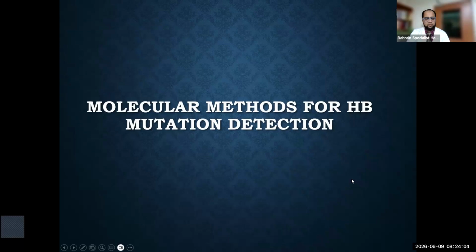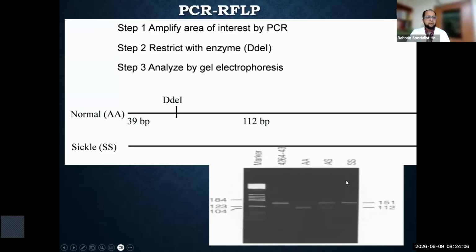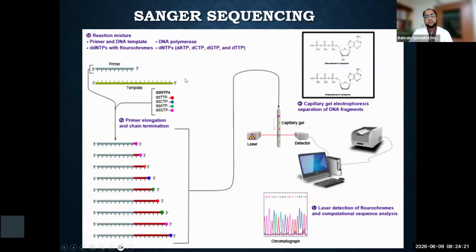So there are molecular modalities to confirm. PCR restriction fragment length polymorphism is commonly used, where the PCR will detect the specific DNA of interest and then analyze it on gel electrophoresis. Similarly, Sanger sequencing can be done, which will polymerize the DNA fragment, and then it will be detected by laser fluorochromes and computer analysis.